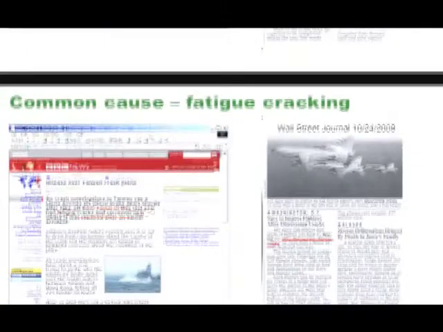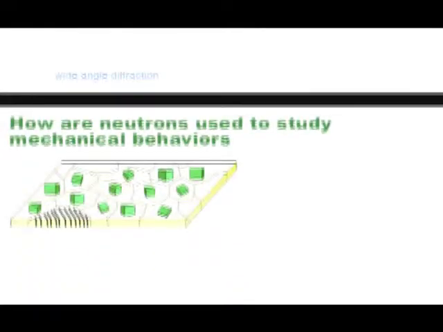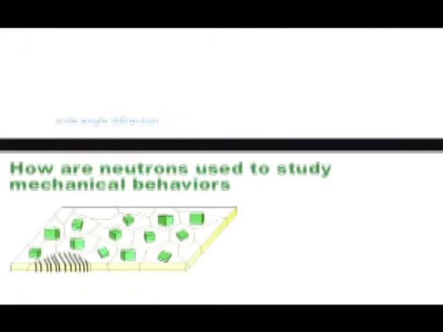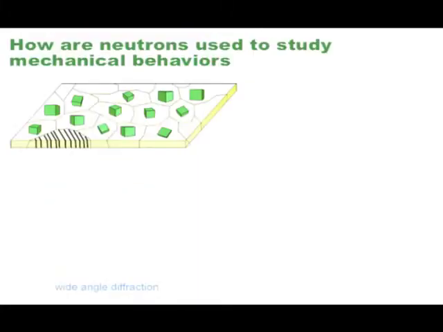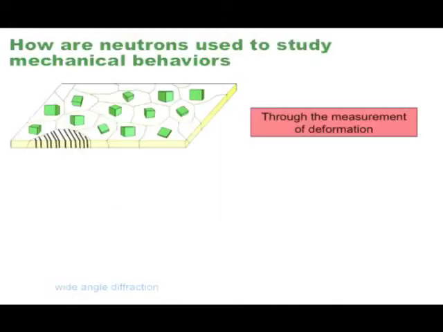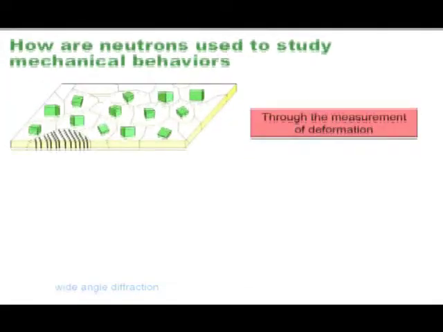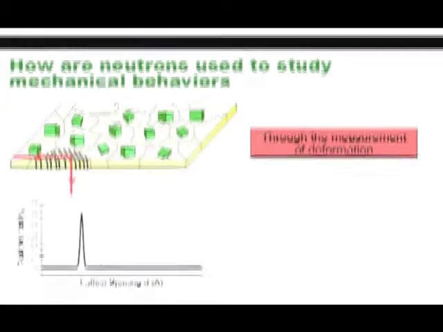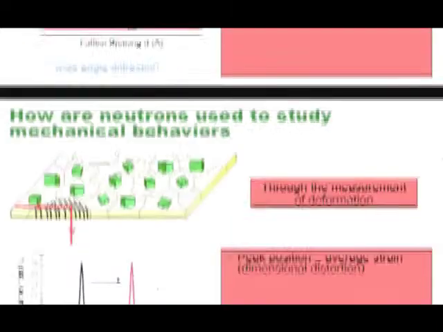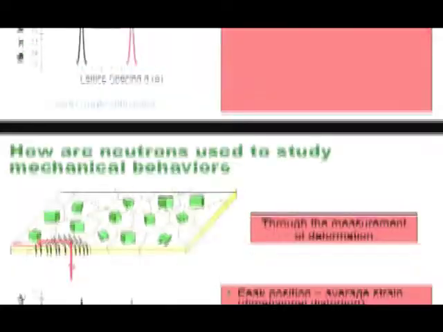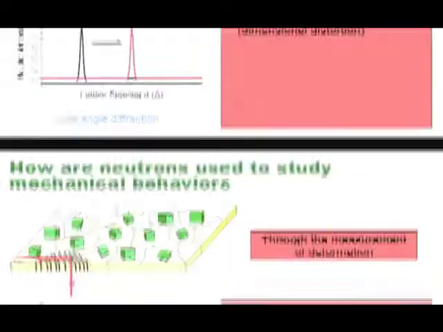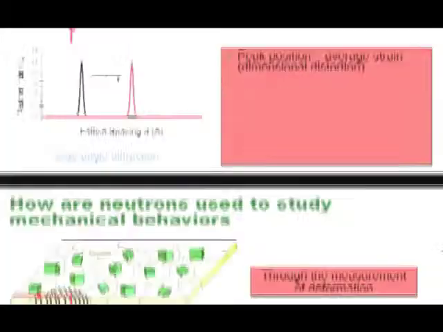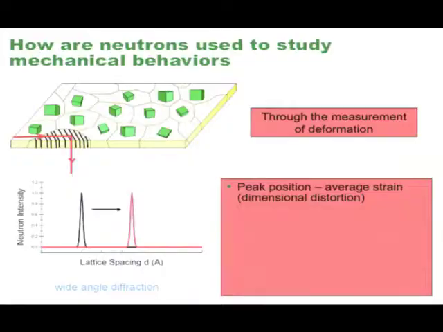So next, let me show you how neutrons are used to study mechanical behaviors. It's actually very simple. It's a very simple application of powder diffraction. You shoot neutrons at a sample, and you try to measure the deformation with powder diffraction. Looking at one diffraction peak under stress, this peak will move to either left or right. So by measuring this peak position, you can determine the average strain within your scattering volume.